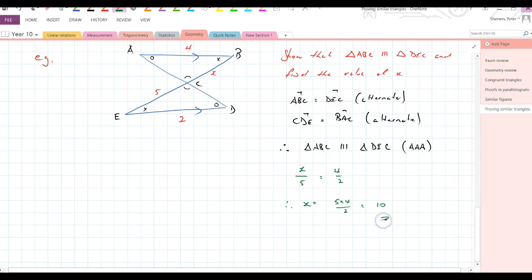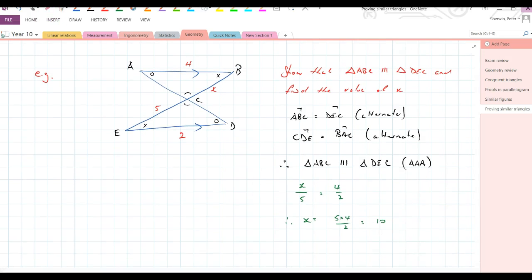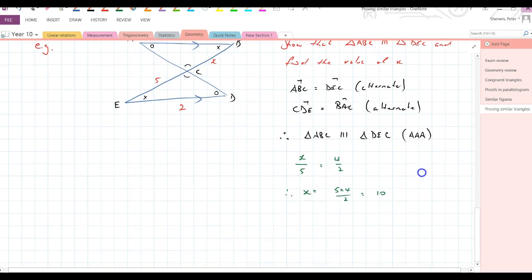So I've found my value of X, it's 10, and I've done that using the ratio of corresponding sides being in the same proportion. So X to 5, their corresponding sides, equals 4 to 2. So X is equal to 10. You can see there that the scale factor from this triangle to this triangle is 2 to 1. So these being similar, corresponding sides, this side will have to be twice this side, so its value is 10.